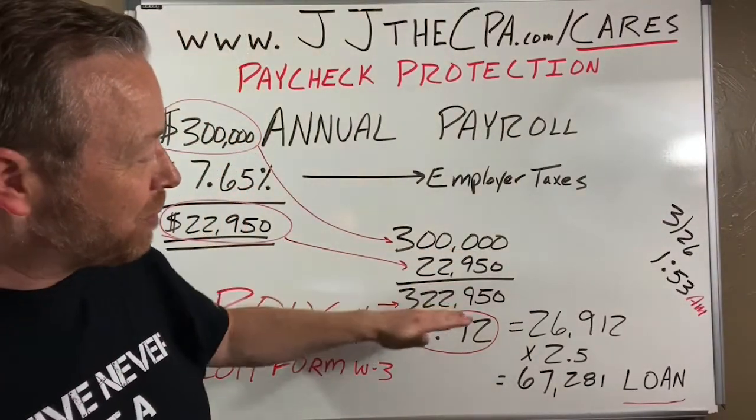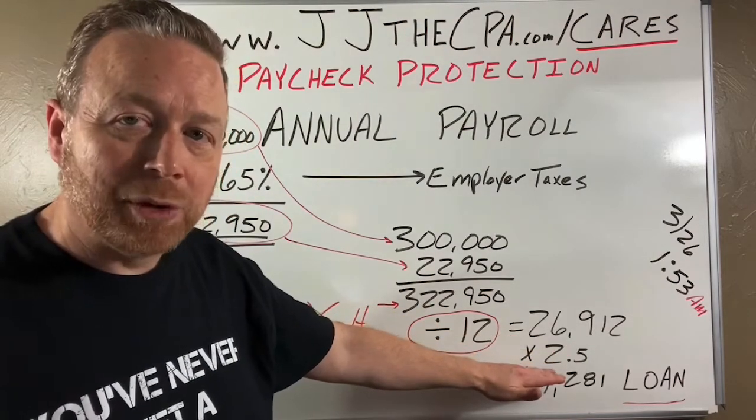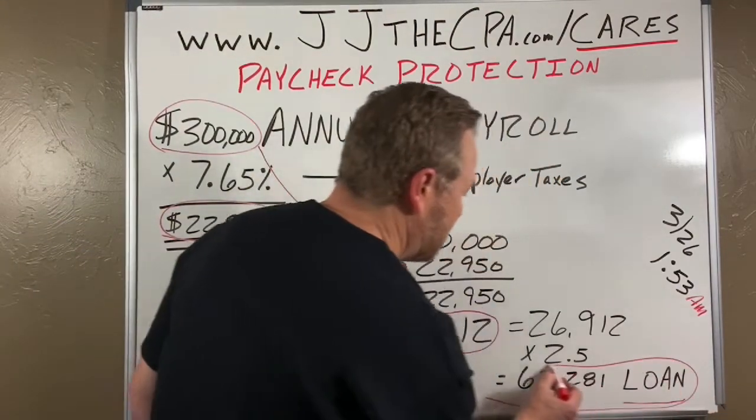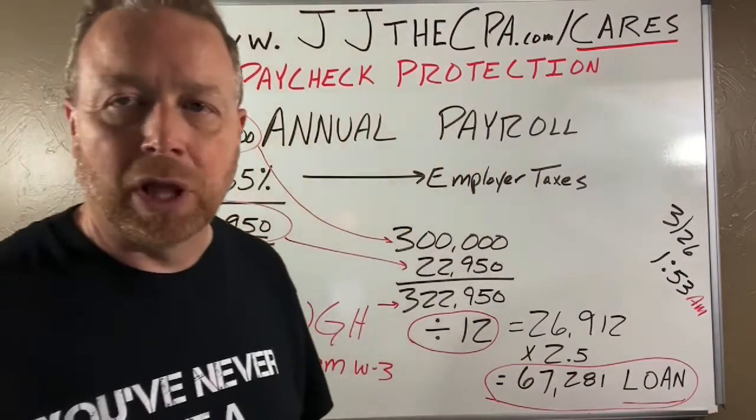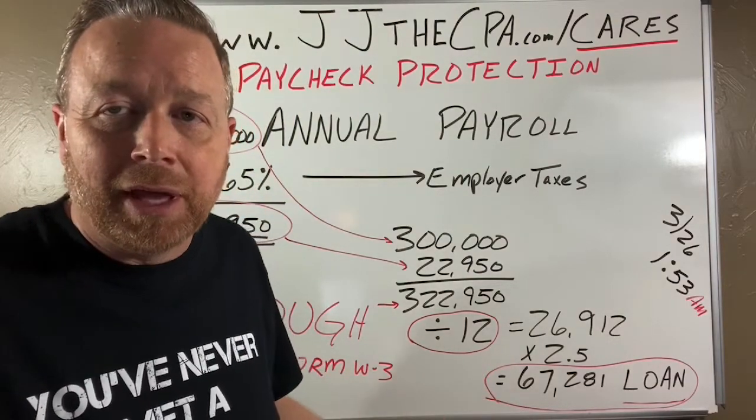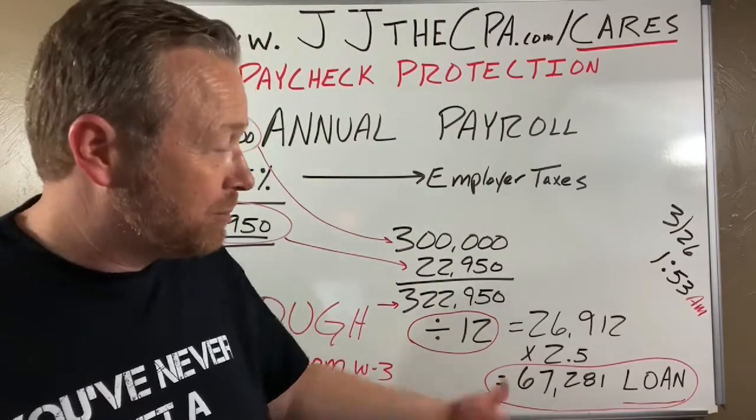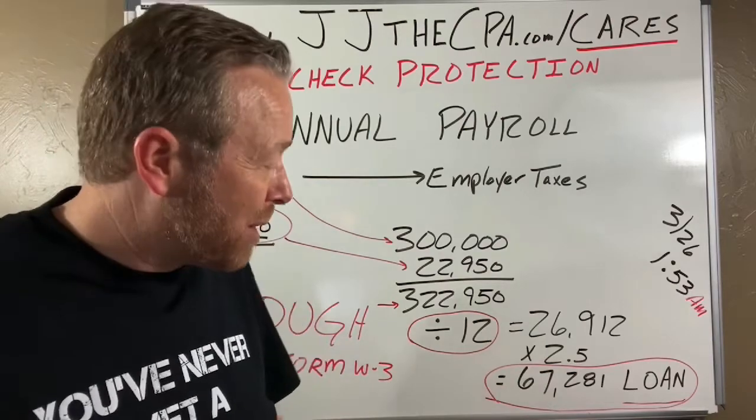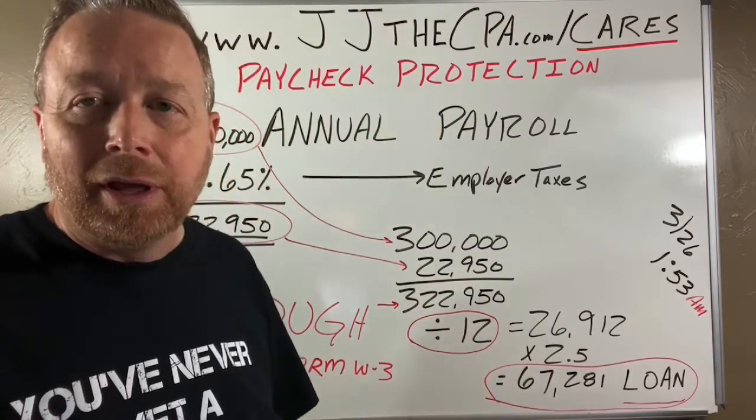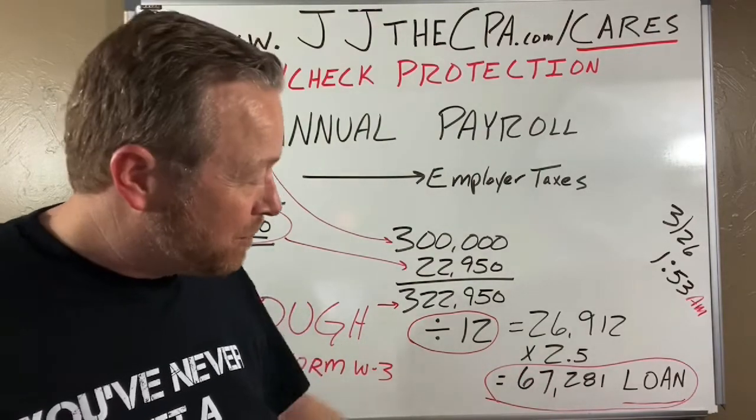Wages plus payroll taxes divided by 12. Boom, there's your monthly. Times 2.5 is $67,281 max loan. You could then go, well, I'm paying $1,000 a month in health insurance. Okay, well, 2.5 times that is $2,500. You can add that onto that loan. You do a little bit of retirement match, you throw a little extra on that. Okay, this gives you a quick and dirty.